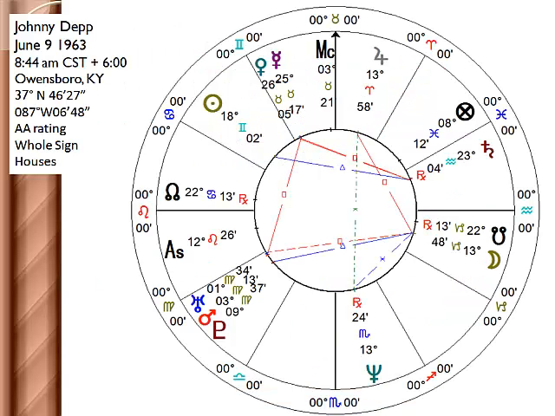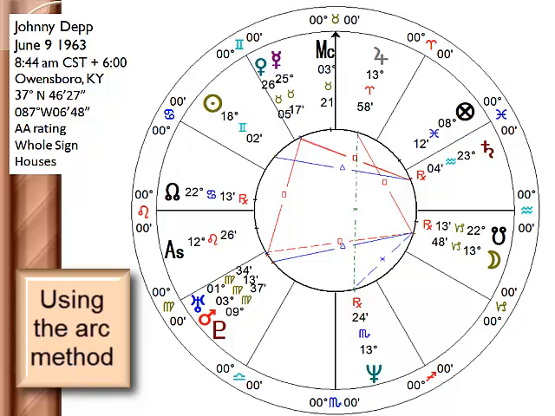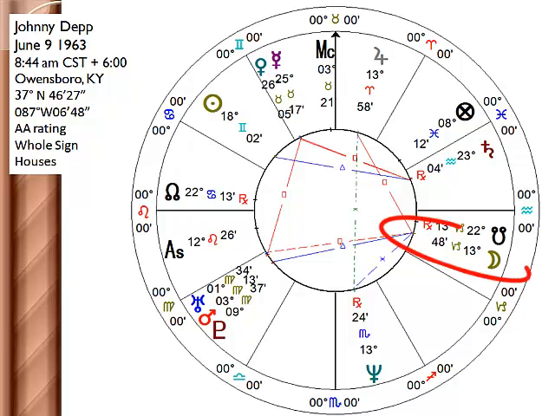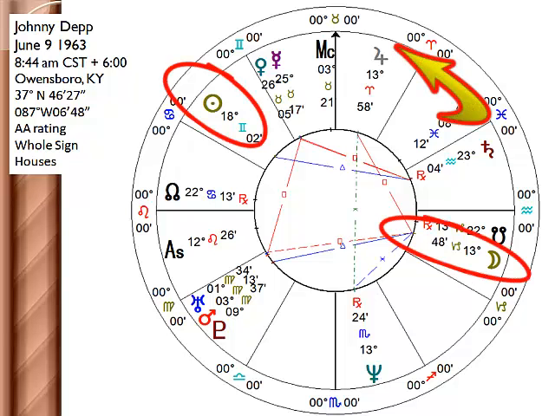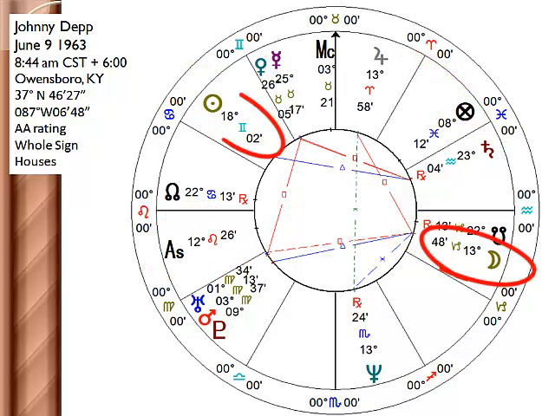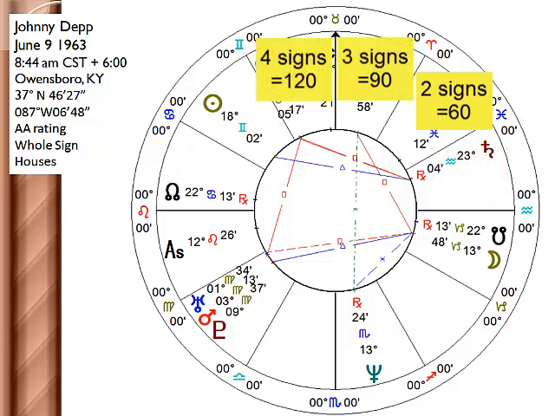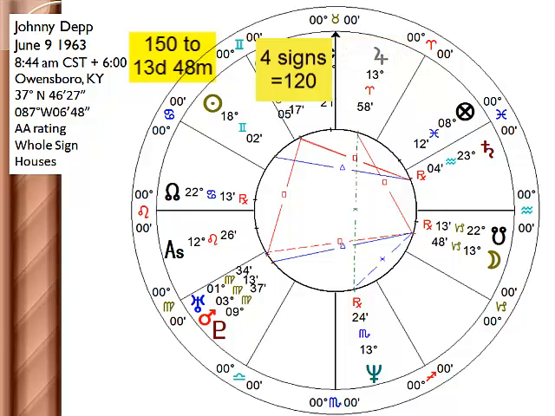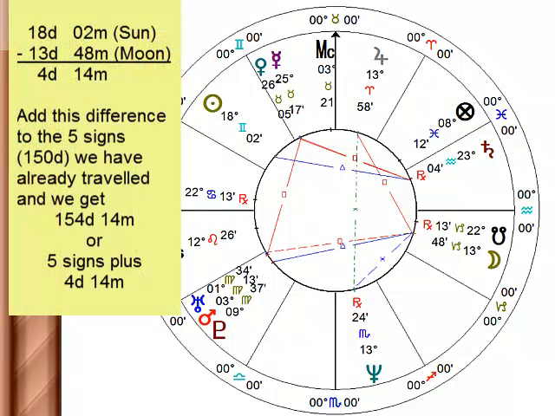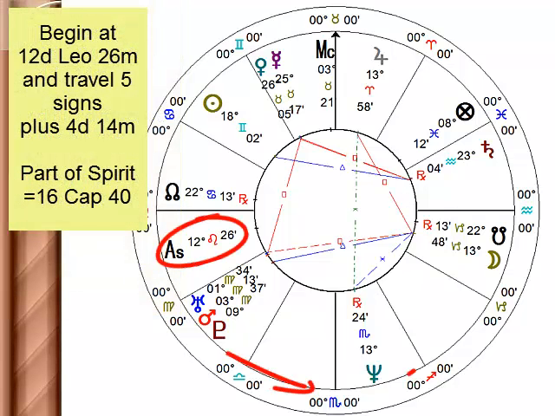We can also do the part of spirit just as we did the part of fortune using the arcs. This time we are taking the distance from the moon to the sun and adding that to the ascendant. So we go moon to sun, starts out in Capricorn, 30 degrees gets us to Aquarius, 60 degrees to Pisces, 90 to Aries, 120 to Taurus, 150 to 13 degrees 48 minutes in Gemini, and then we just need to calculate that extra little bit between that position and the sun. We add that to the ascendant, and we get the part of spirit.